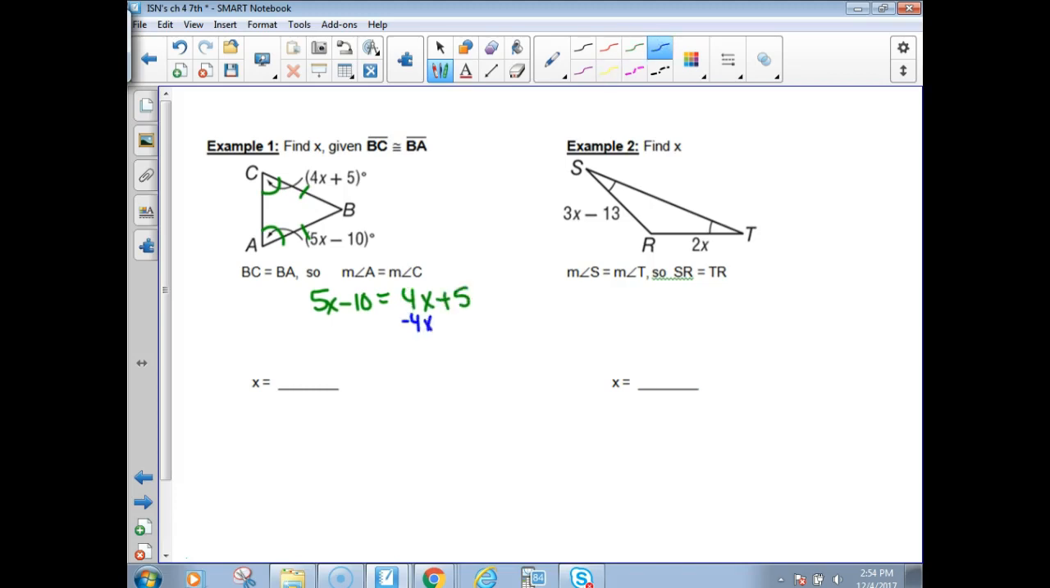So we'll subtract 4x from both sides. That would give us x minus 10 is equal to 5. And then we'll add 10 to both sides. Finally, we'll have x is 15.